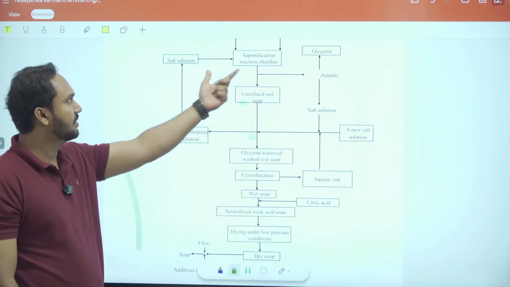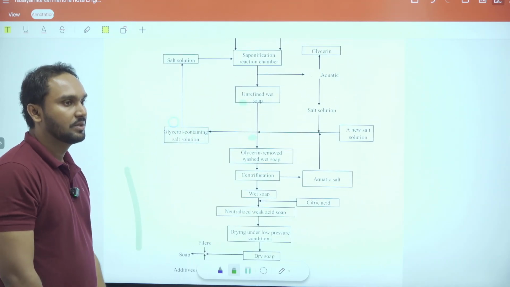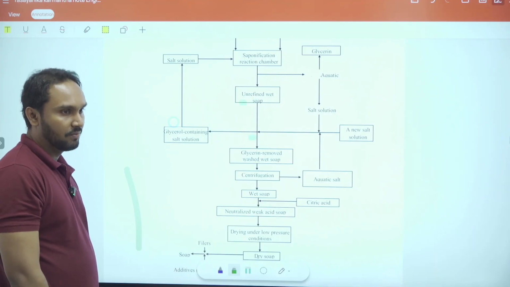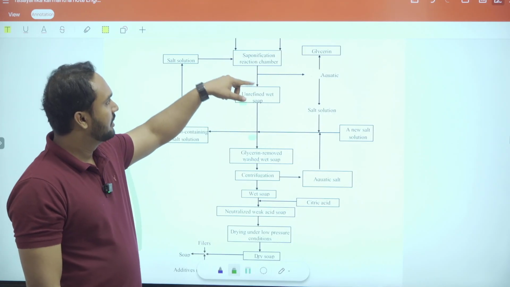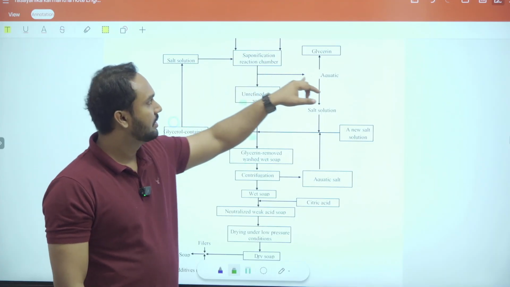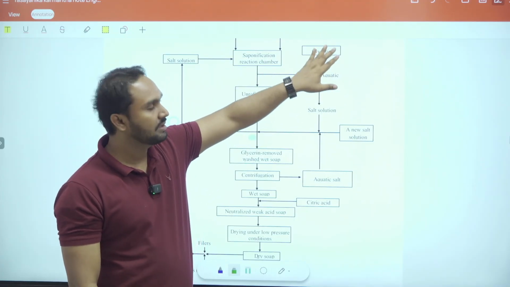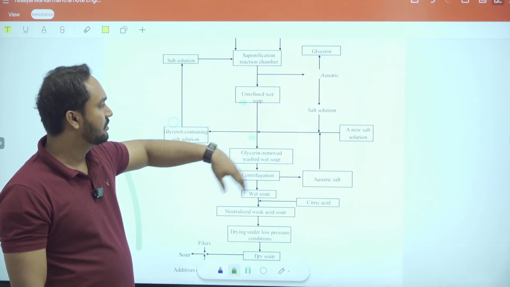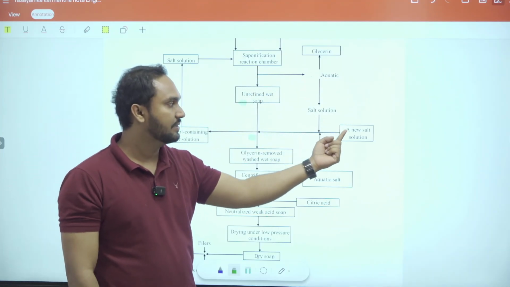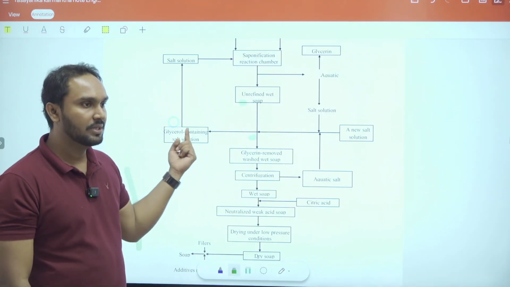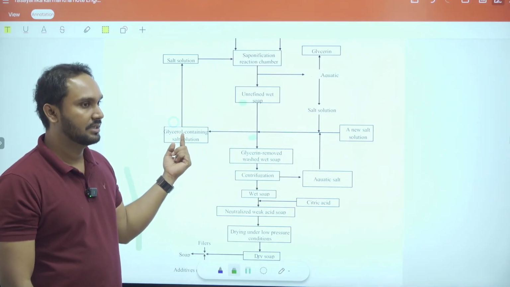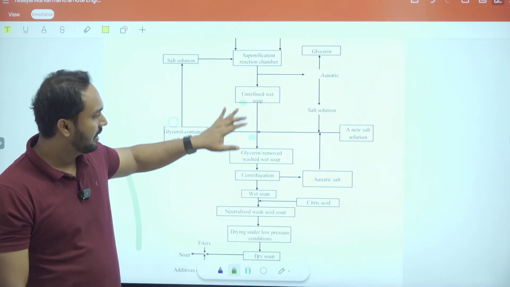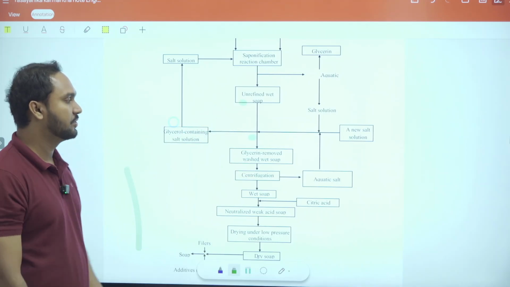Right, now the saponification occurs. Why do you add a salt solution? To separate the soap from the glycerin and the soap from the water, right? In the aqueous solution, the glycerin is dissolved, so you separate it here. And then the unrefined wet soap is again dissolved with a new salt solution to remove the excess or leftover glycerol and to make it more solidified. And then the glycerol-removed washed wet soap is produced.